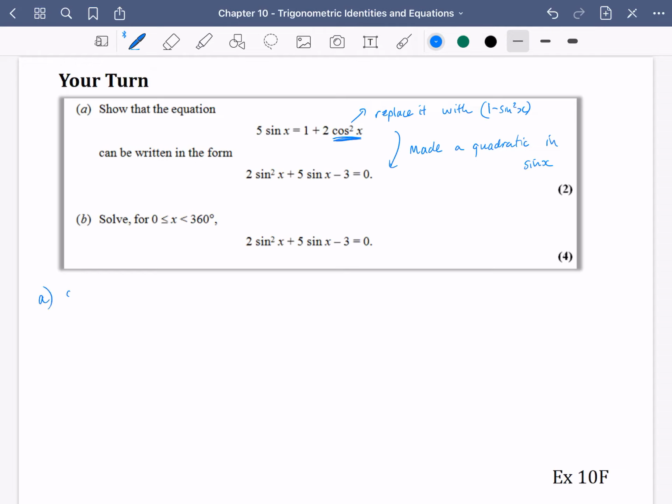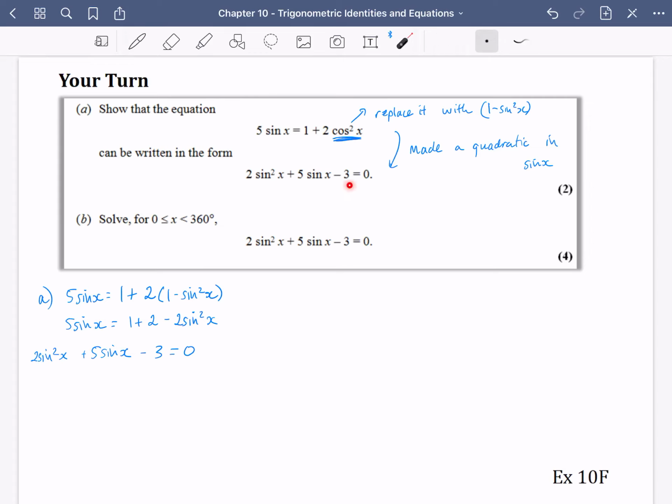Okay, so for part A of the question, we have 5 sine x equals 1 plus 2 times (1 minus sine squared x). And now everything in this equation is all in terms of sine x. So we get 5 sine x equals 1 plus 2 minus 2 sine squared x. And then I'm going to put everything onto one side to make it a quadratic. So I get 2 sine squared x plus 5 sine x minus 3 equals 0, which is exactly what they wanted us to show here.